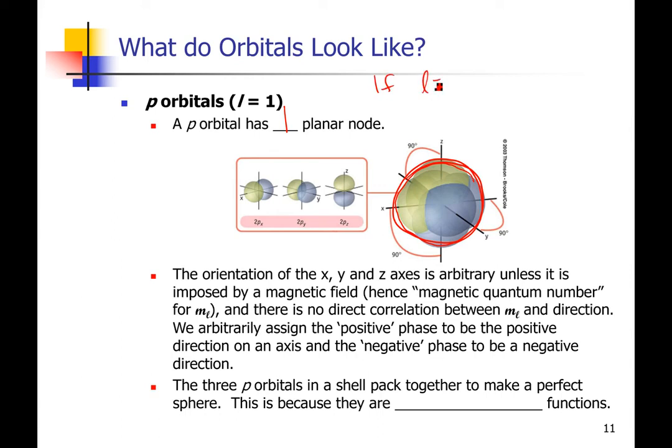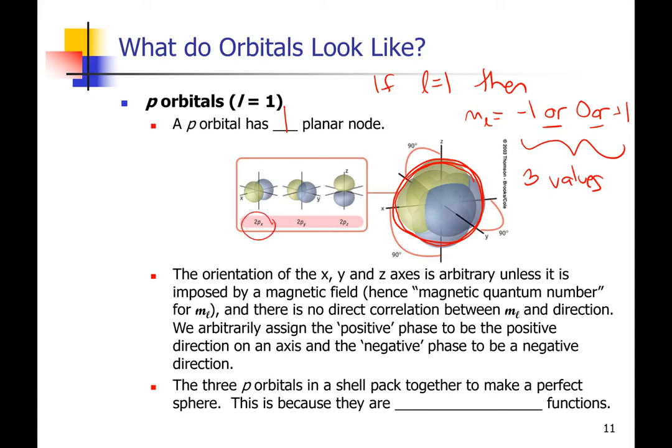Why are there 3 of them? Because if L equals 1, then ML equals -1 or 0 or +1, and that's 3 values. One points along the x-axis, so it's called the 2px with a subscript x. One points along the y-axis, it's the 2py with the subscript y, and one points along the z-axis, it's the 2pz with the subscript z. These stack together because they are orthogonal functions, which is a fancy math word for perpendicular.